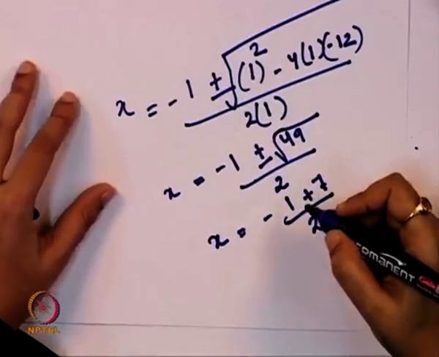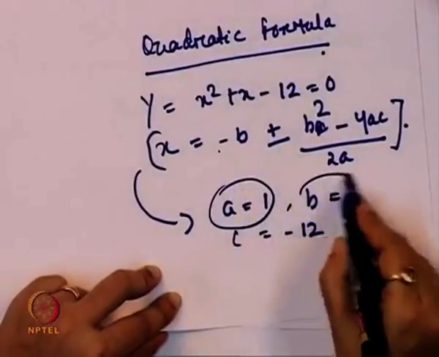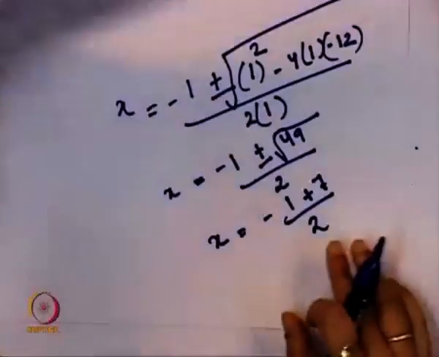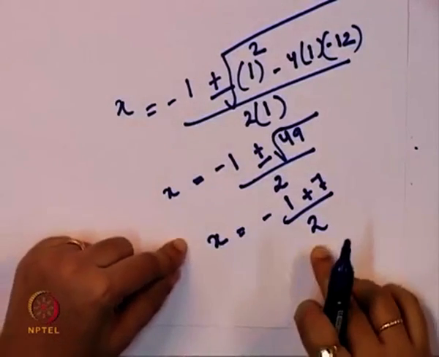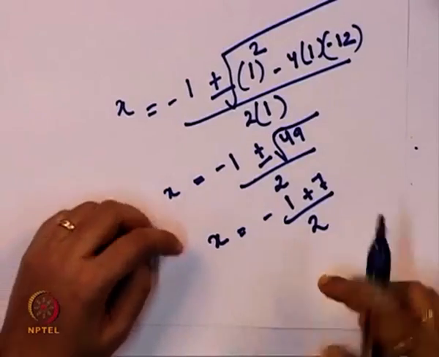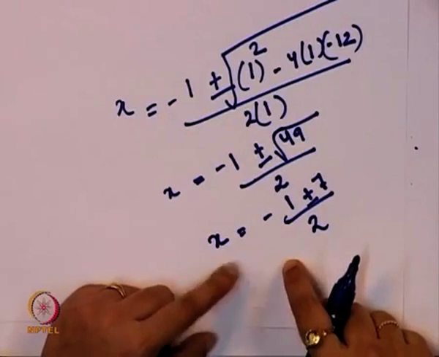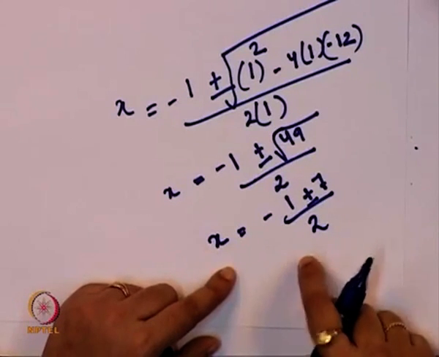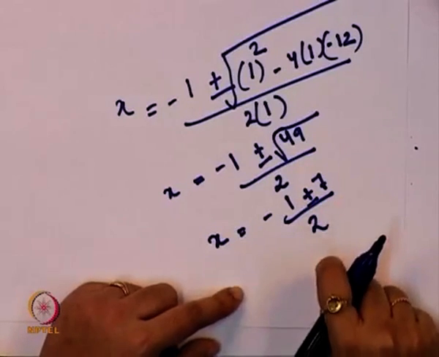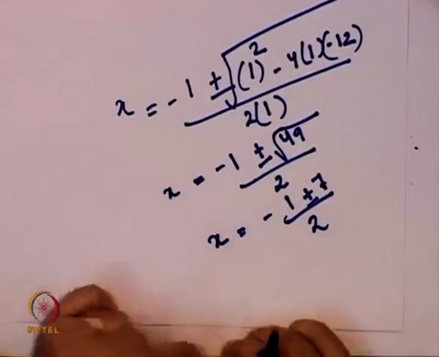Okay. So, in the previous case, once we have identified the values A is equal to 1, B is equal to 1 and C is equal to minus 12, we put these values into the quadratic formula and we get the value of x. Now, this is plus minus, it means x has two values here which satisfy the quadratic equation, because this is minus 1 plus minus 7 divided by 2. So, we will get two values of x and they satisfy the quadratic equation.